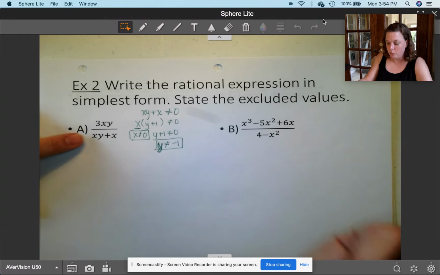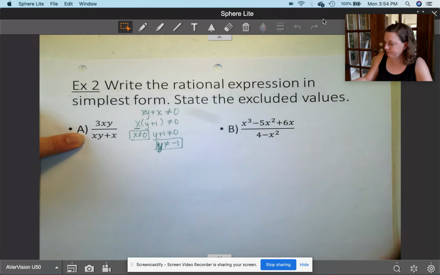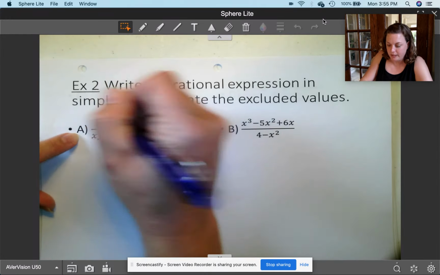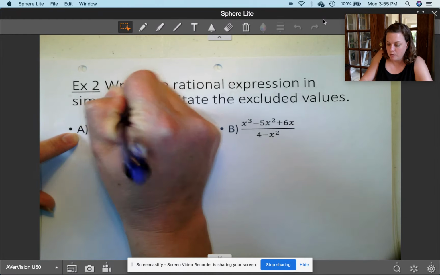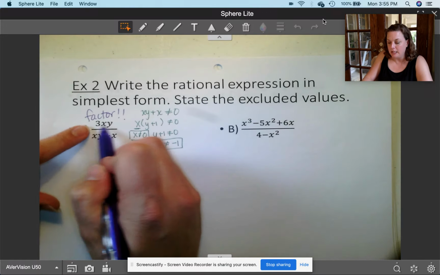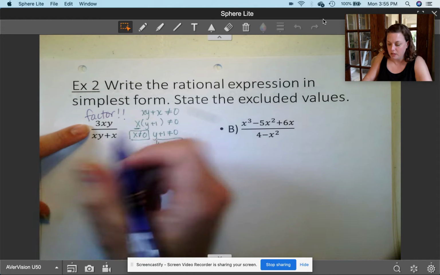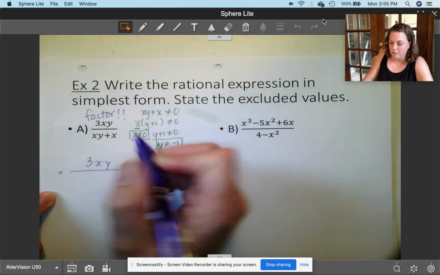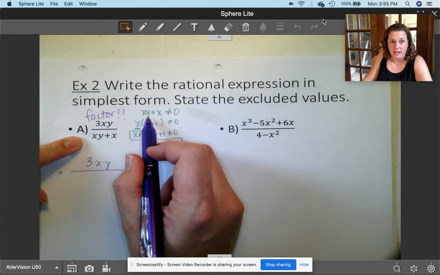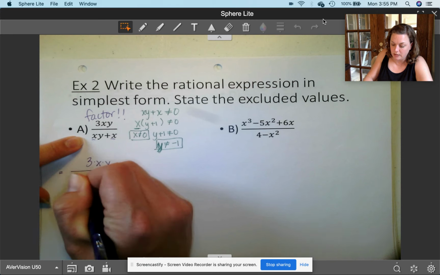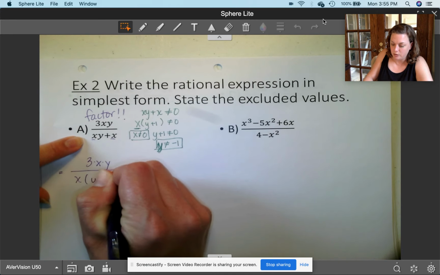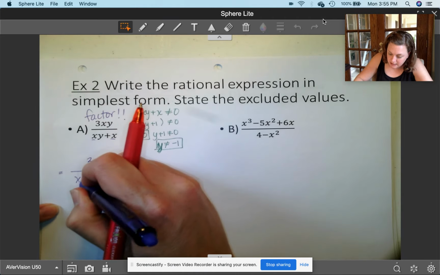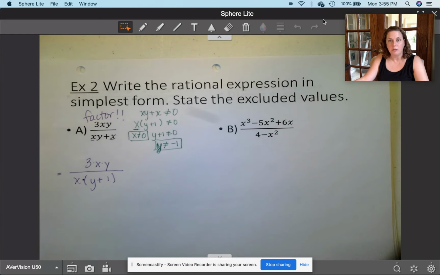Okay, so then we want to simplify these. And to do that, I'll use purple. Here we go. I always want to factor if I can. You must factor first. And in the top here, it's a monomial, a single term. I can't really factor it. It's already factored, 3 times x times y. And our denominator, we just factored it. It has a GCF, so we're going to take out that GCF, which leaves behind y plus 1. And now that it's fully factored, and what that means is everything's written in terms of multiplication.